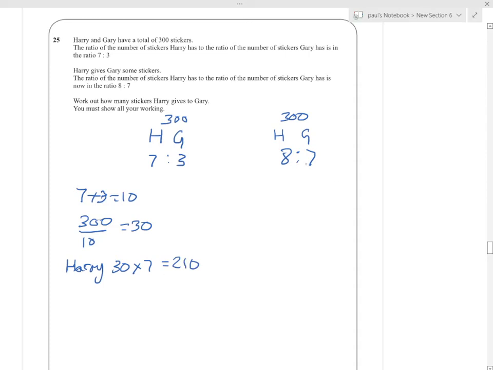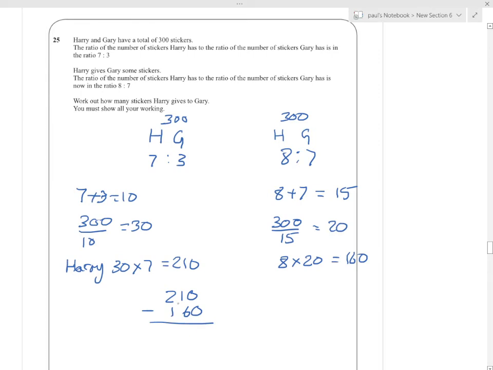Now, what's this one now? So 8 plus 7 equals 15. 300 divided by 15 is 20. And Harry's now got 8 times 20, which is 160. So he must have given away the difference between the two. Yeah, so he's given away 50. Did he give away 50? Yeah, 50 given away.